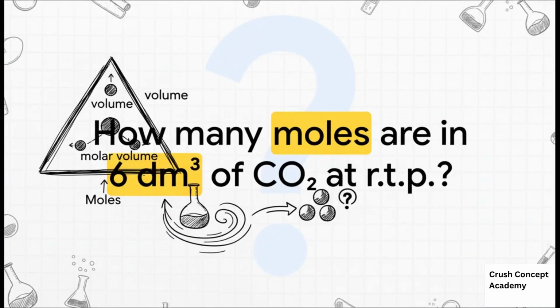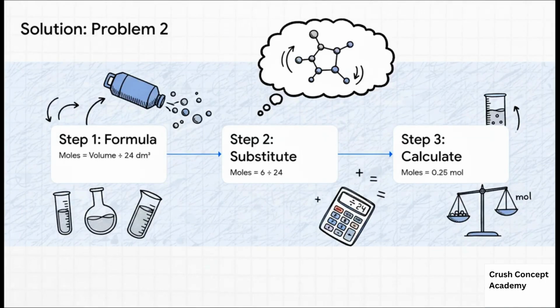All right, next up, problem 2. Now, we're just flipping it around. This time, we're given the volume and we need to find the moles. So, back to our trusty formulas we go. And again, it's the same simple steps. First, write down the formula. Moles equals volume divided by 22.4.